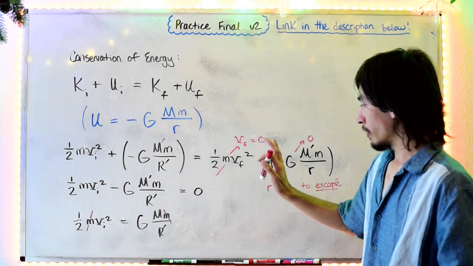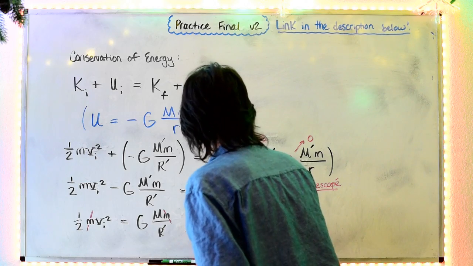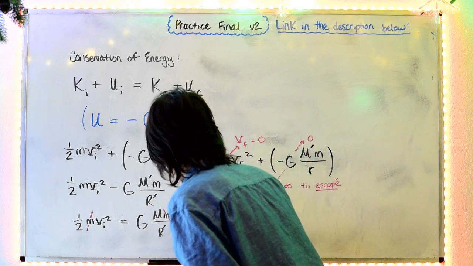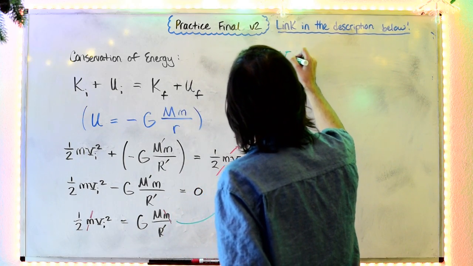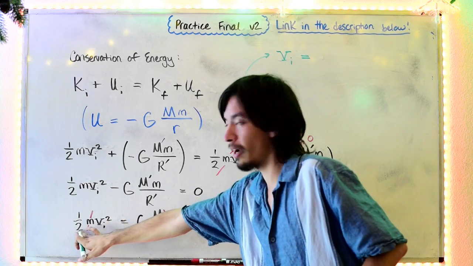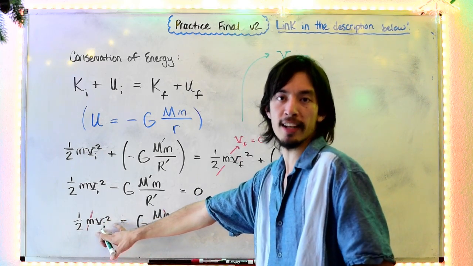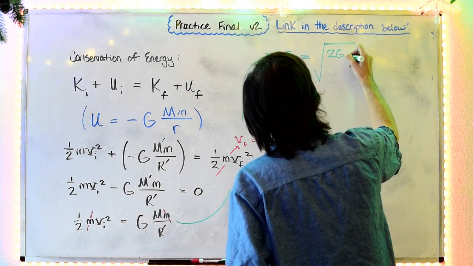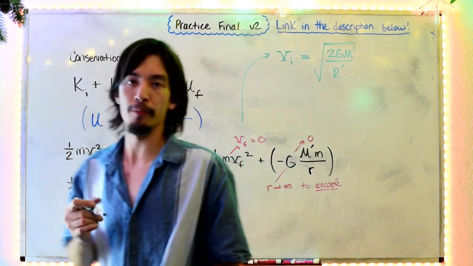All you have left at the end of this, when you solve for the initial velocity needed to escape the gravity of the star, is v initial equals, we multiply by 2 on both sides and square root both sides to isolate the velocity, so it's the square root of 2 big G, big M over r.